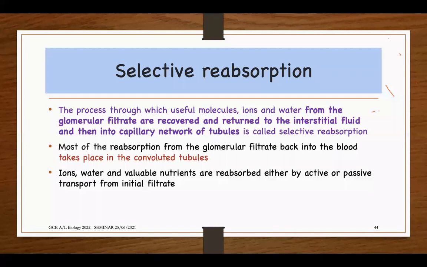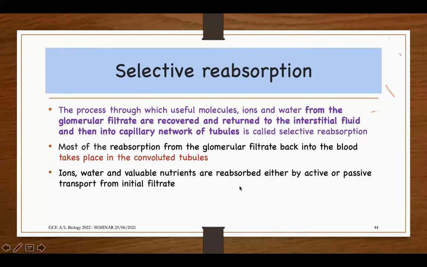That is selective reabsorption. Most of the reabsorption from the glomerular filtrate takes place in the convoluted tubules. Ions, water, and valuable nutrients are reabsorbed either by active or passive transport. What do you mean by active and passive transport, children? Can you tell me the answer? What do you mean by active and passive transport? What's the difference?